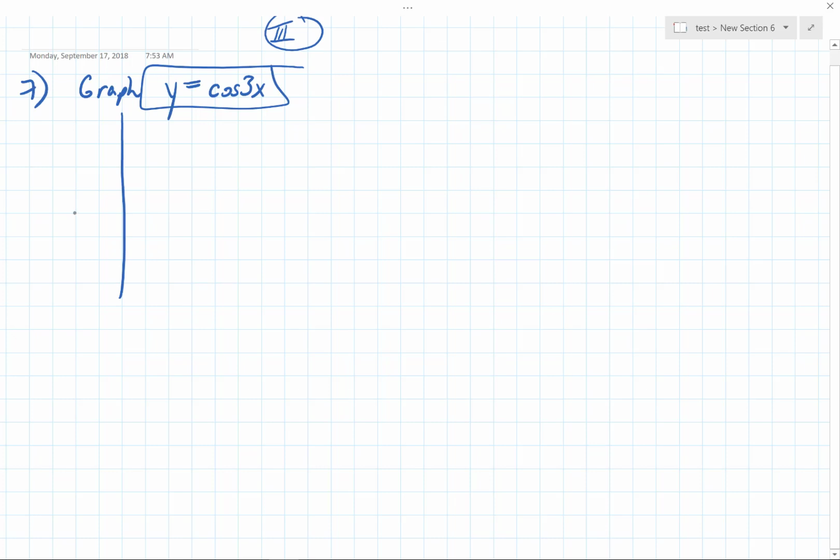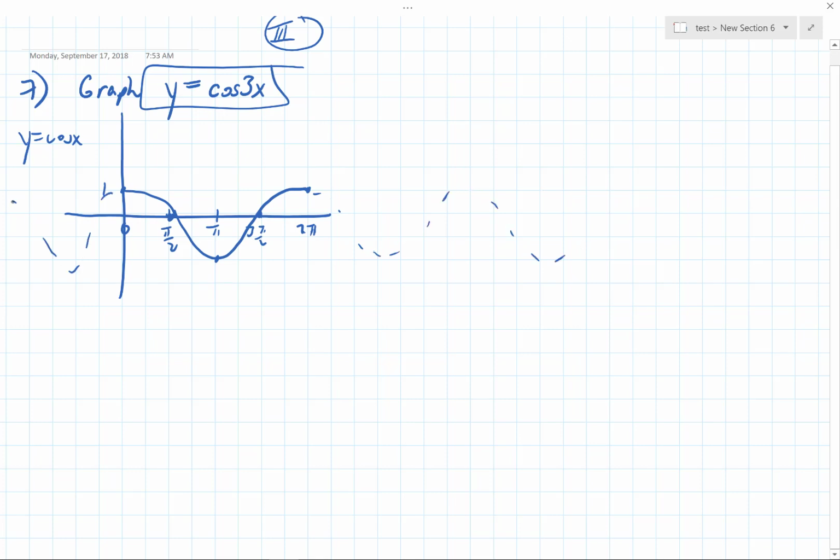But a normal cosine graph, once you learn your unit circle, like the cosine. So first I'll graph regular old cosine of x. The cosine of 0 is 1, the cosine of pi halves is 0, the cosine of pi is -1, the cosine of 3 pi halves is 0, and the cosine of 2 pi is back up to 1 again. And so a normal cosine graph looks like that. And it keeps going on forever, like so.